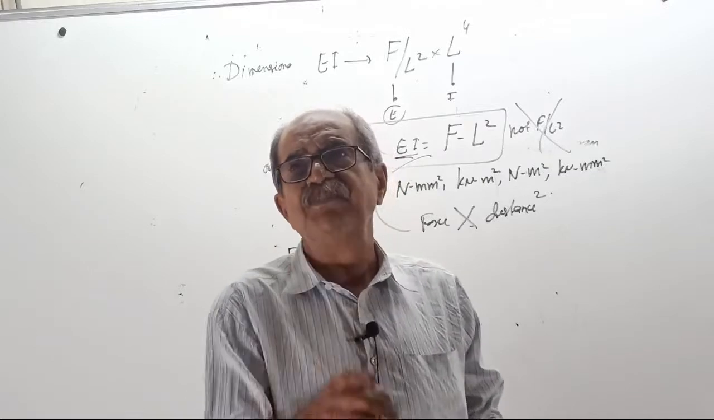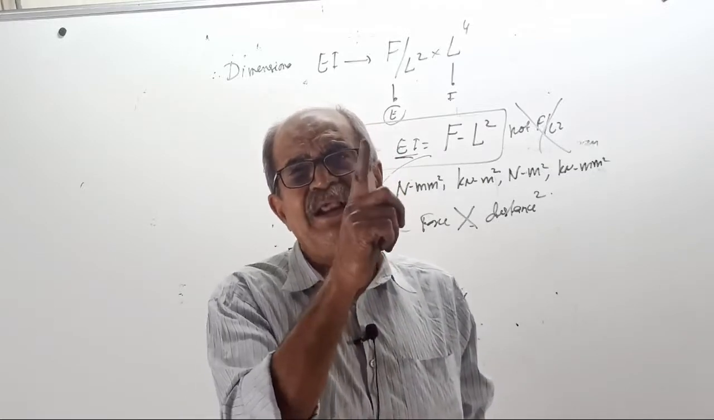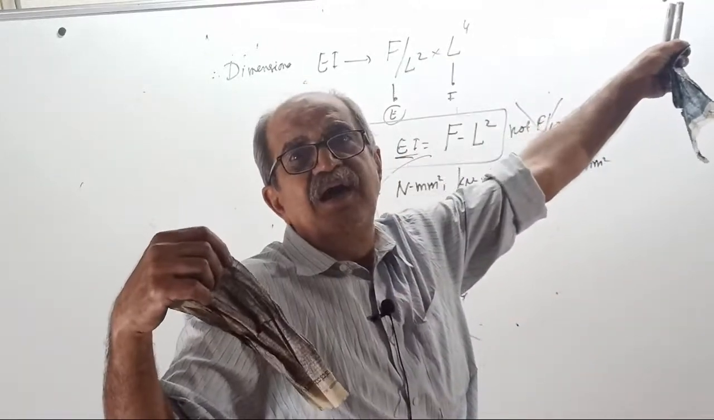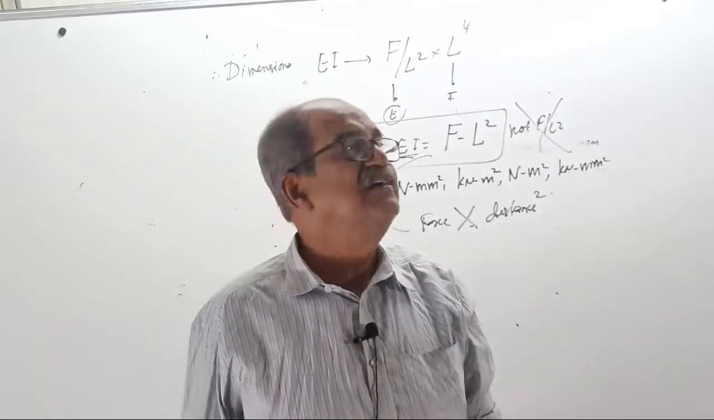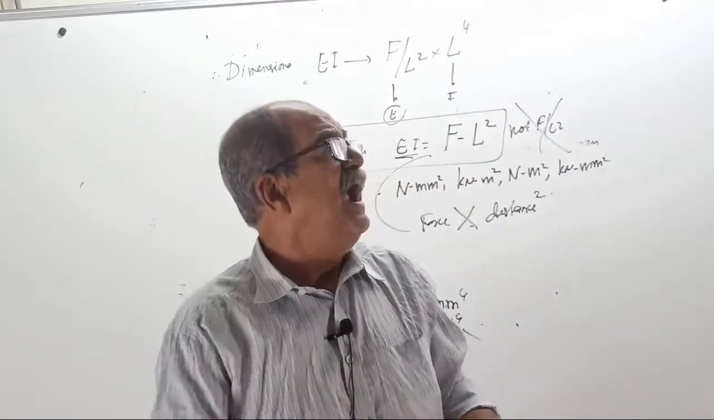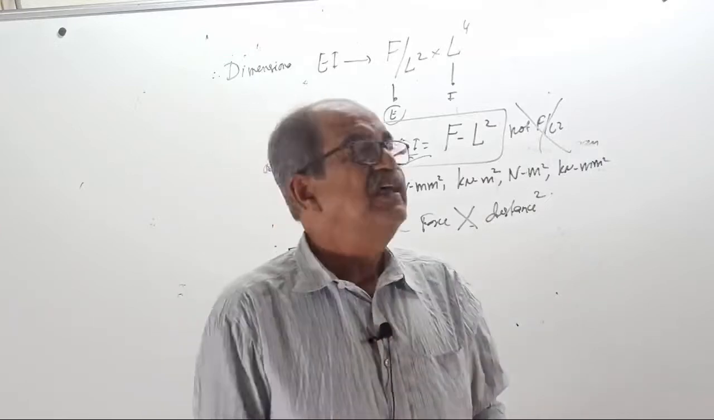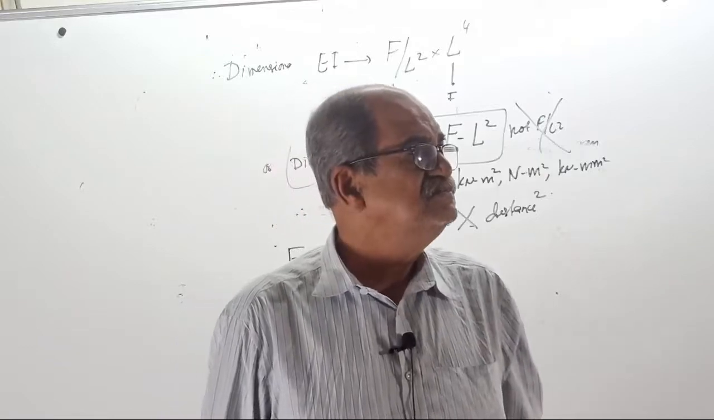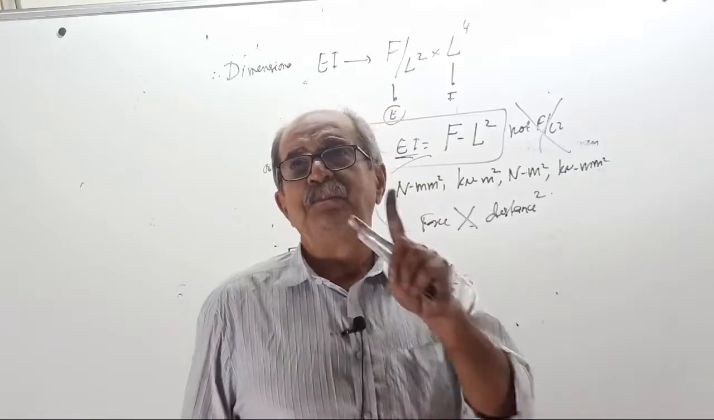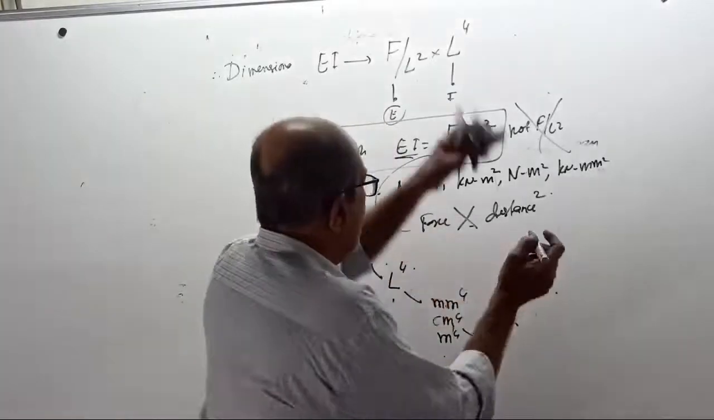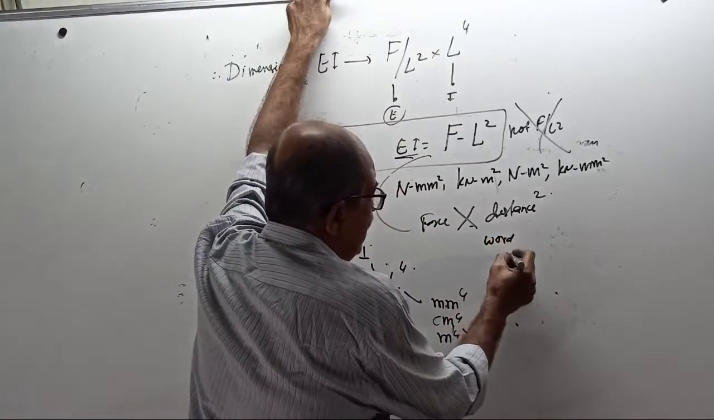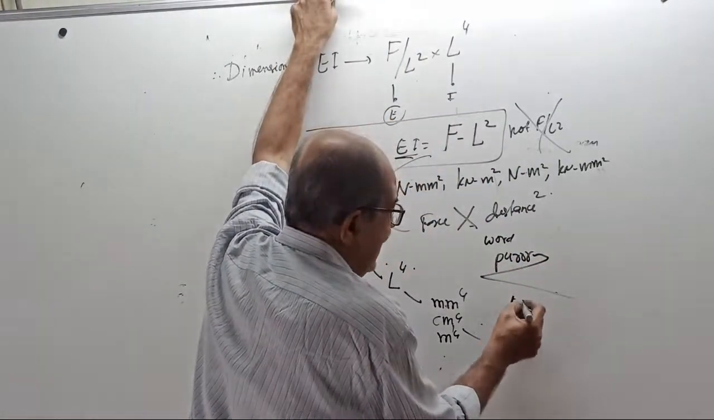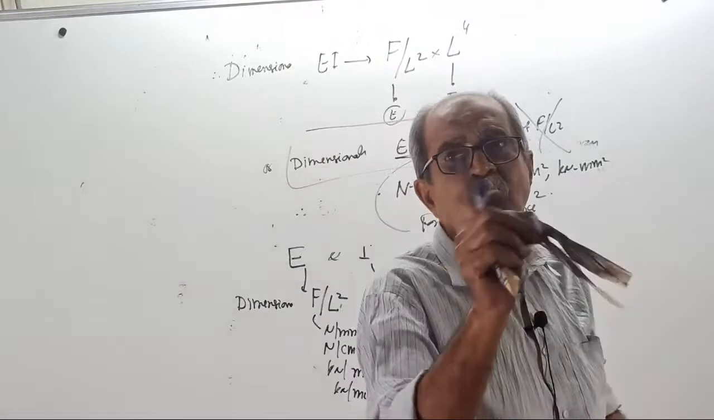When the EI comes, if you use the word per, I will come to you, I will take your book and see, per. I will tear it and throw it outside. I give warning. Sometimes students will tell, how much EI? Sir, 20,000 kilonewton per meter square. What? Kilonewton per? Sorry, sir. Per should not come. The word per should never come when you consider the term EI. Clear or not? No more warning.